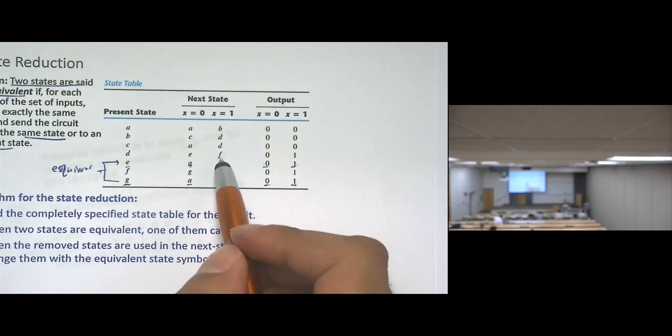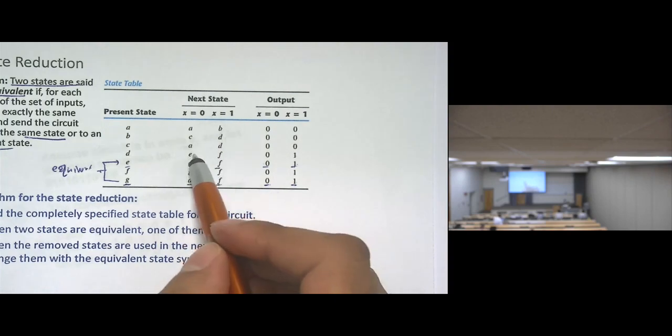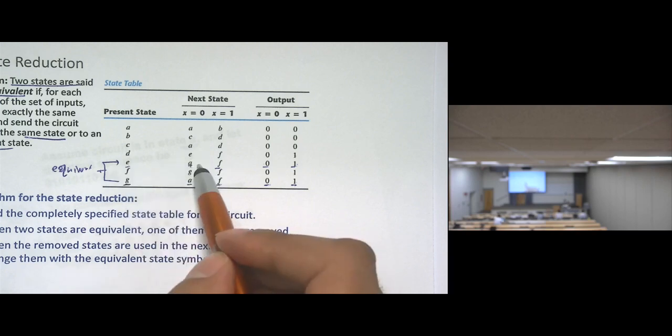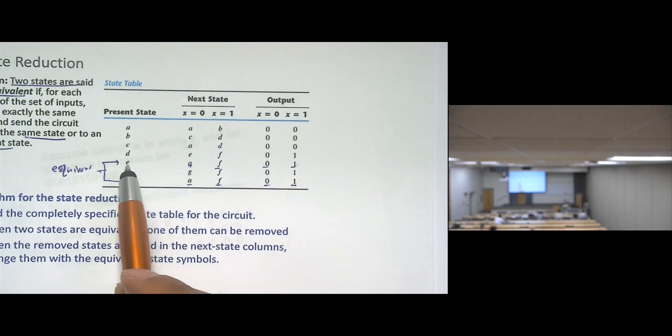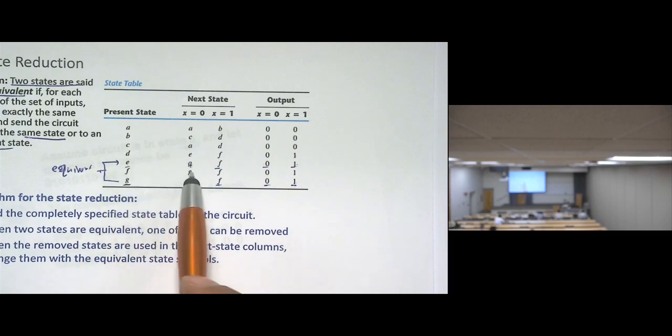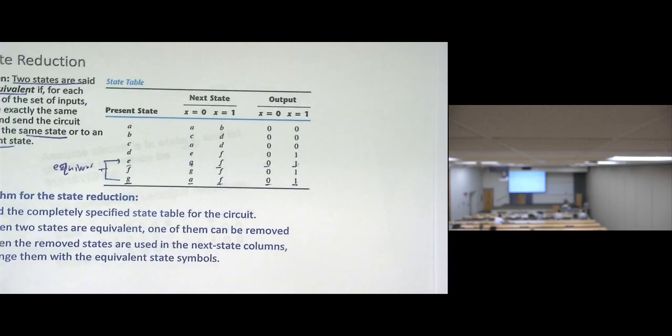So at input 1, they are all F. Let's look at this input. So here D will give us E, E will give us A, so those are not equivalent. How about here? E will give us A, F will give us G, those are not equivalent. Then we can say E and G are equivalent. So that's how we do it by observation. Okay?